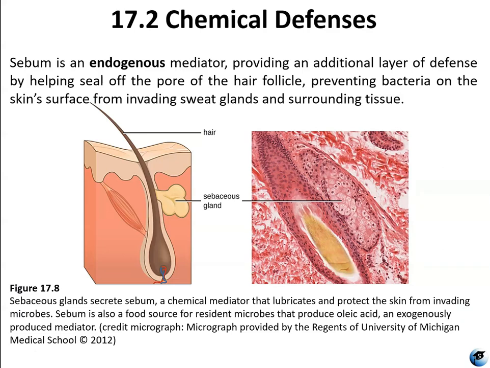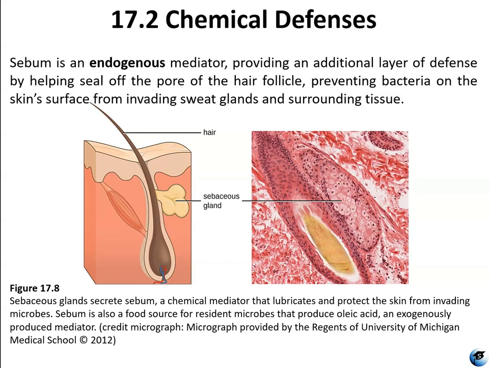Sebum is like an oily substance, so it's in sweat. So sebum comes from a sebaceous gland. The sebaceous gland is another name for a sweat gland. Okay, it's an endogenous mediator. It provides an additional layer of defense by helping seal off the pore of the hair follicle, and this prevents bacteria on the skin surface from getting into the hair follicle or getting into the sweat glands and the surrounding tissue in the dermis of your skin.